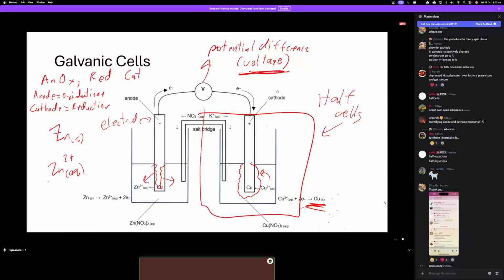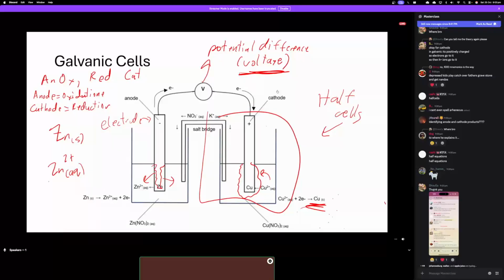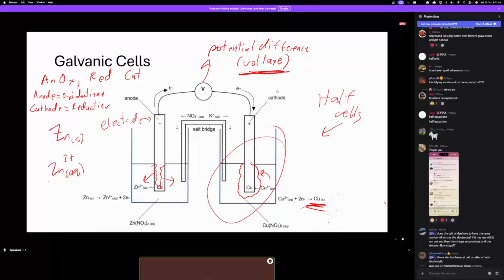Okay. Each of these is called a half cell. That's just a term, nothing special. This is a half cell. This is a half cell. Right? We can mix and match half cells. So if I had, maybe this wasn't copper, maybe I had bromine or something.